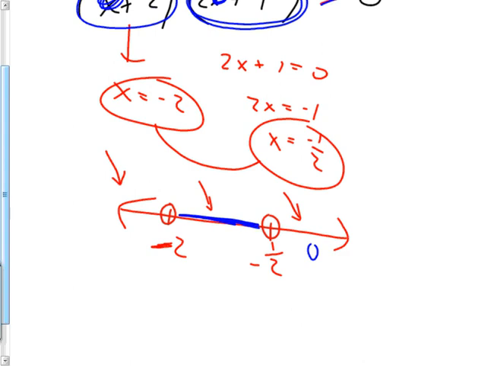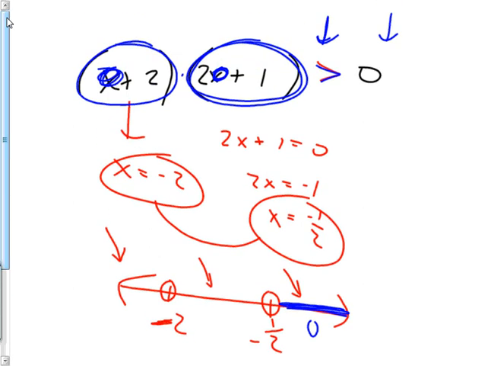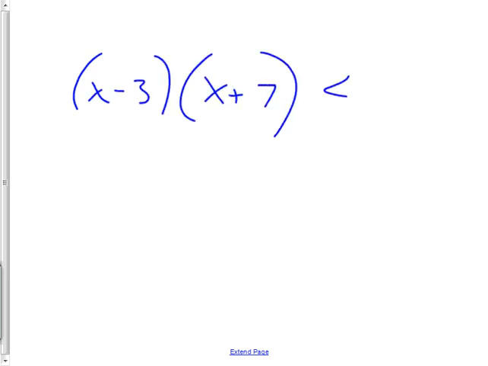The point is, in the past, we would have to find... Oh, you're right. I'm shading the wrong spot. In the past, we would have to find the spot exactly, like what is the number you get. I don't care now. I just care whether this is positive or this is positive or negative. Let me give you another example. Let's say I had x minus 3 and x plus 7, and it's less than 0. All right. You get that the two important spots are 3 and -7.